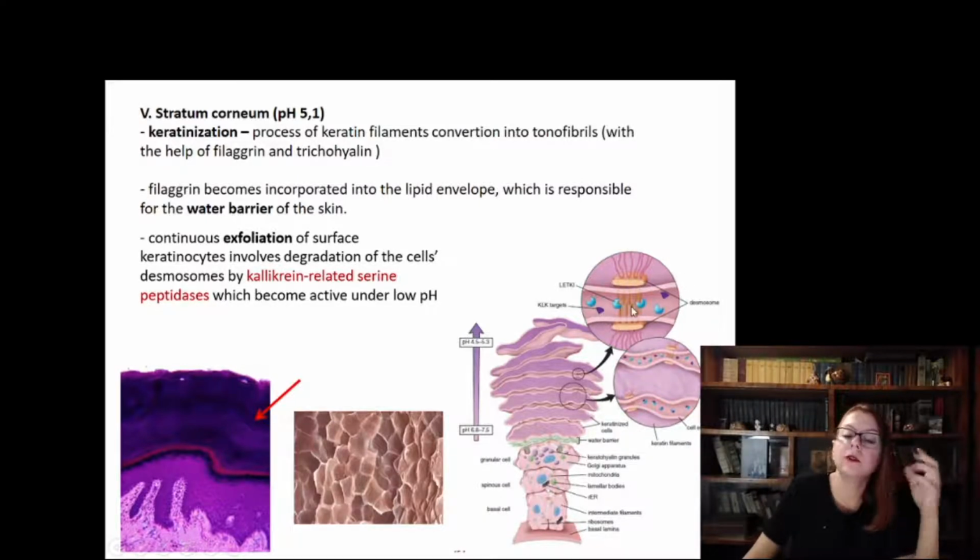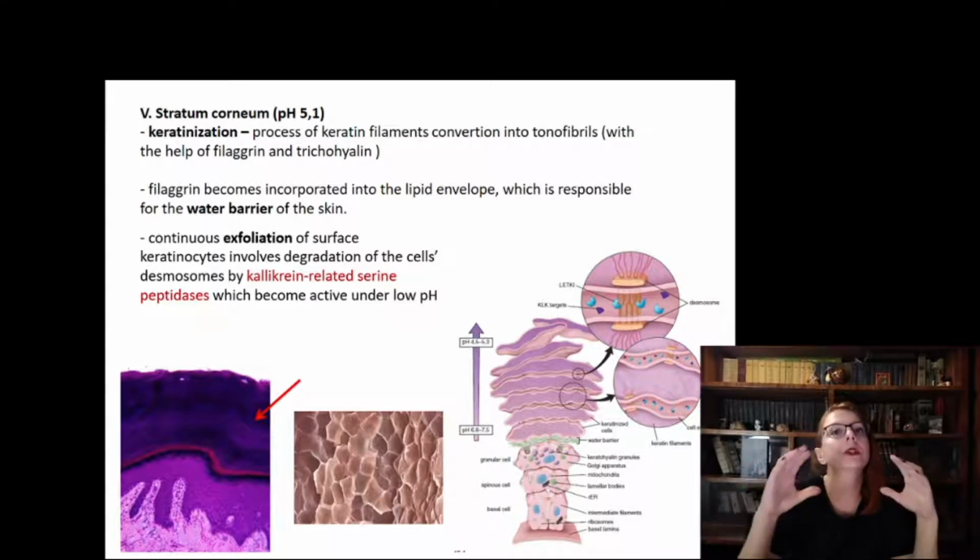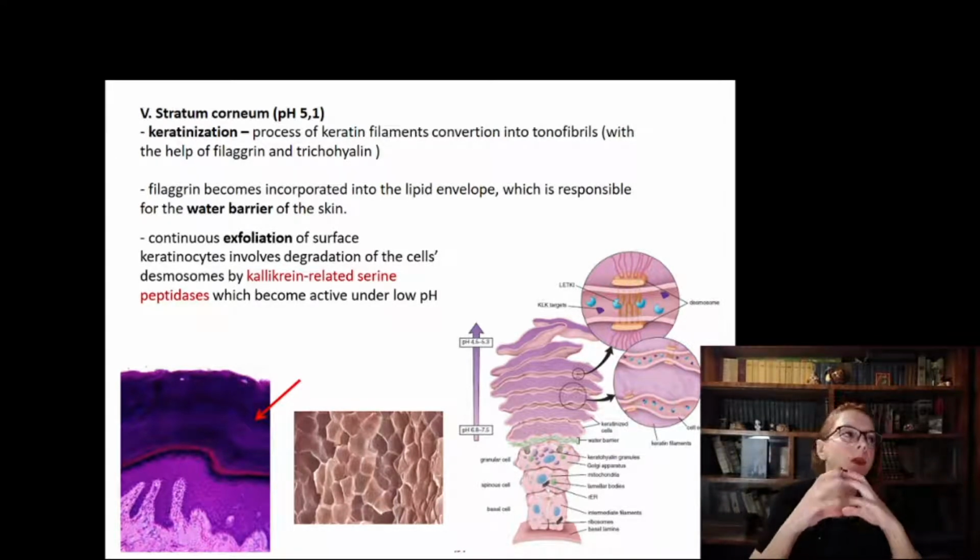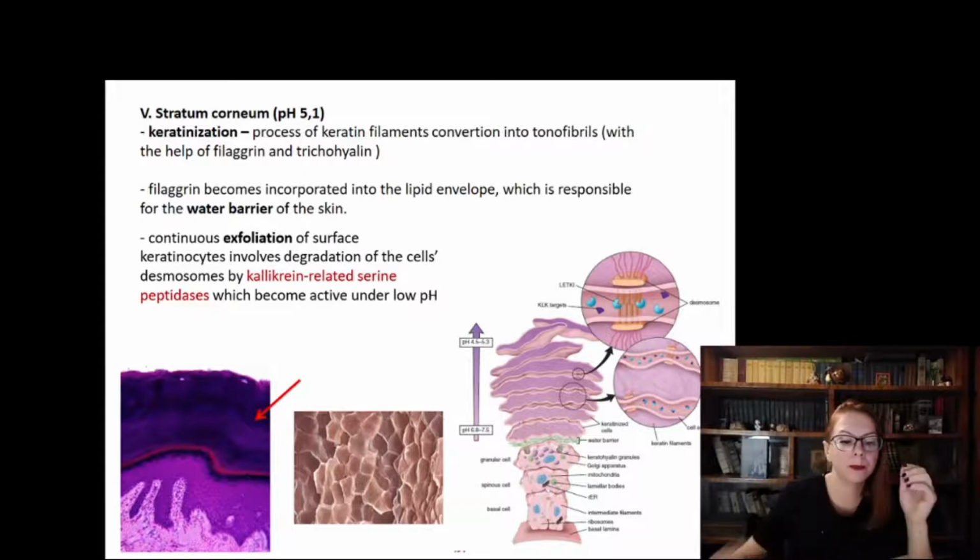Notice that even when cells are already dead, even when all organelles are destroyed, desmosomes are still holding those cells one with another. So firm are those junctions that even after death they provide this mechanical coupling.